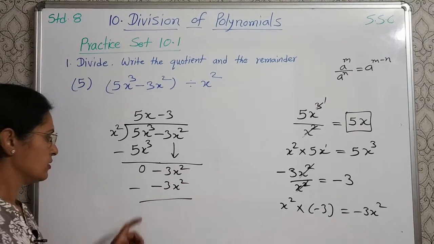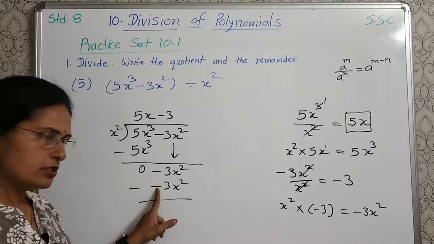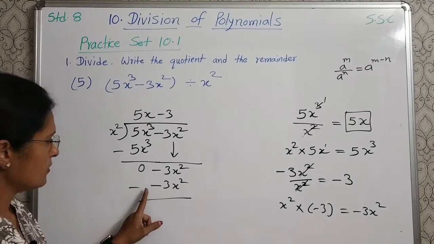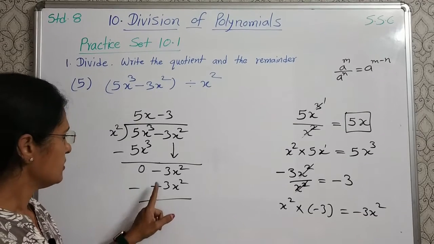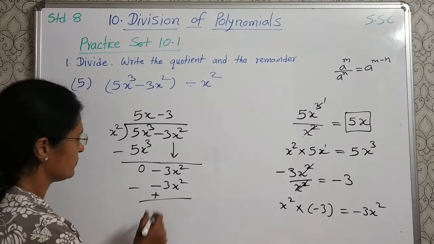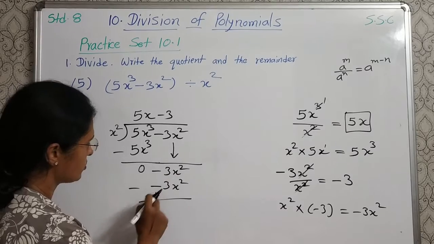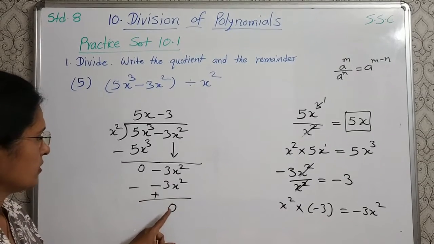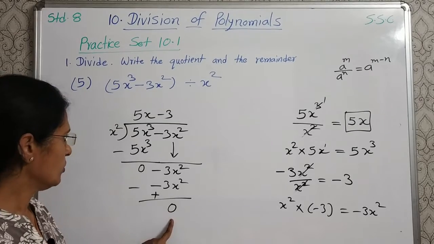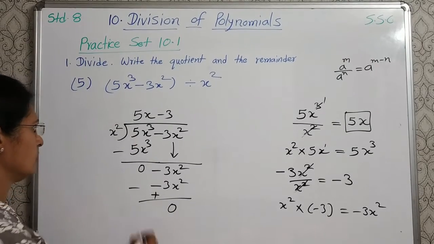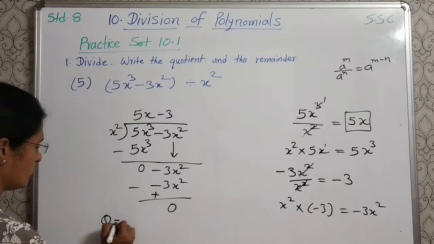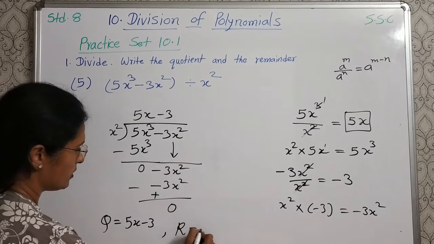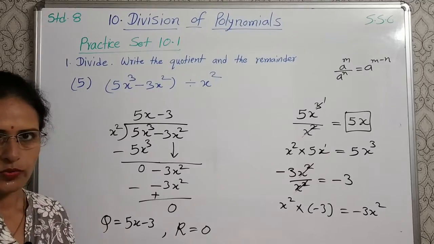and subtract it. Now while subtracting we change the sign of this, because subtracting minus 3x square means adding the opposite of this, that is plus 3x square. Now addition of minus 3x square and plus 3x square is 0. Now here the remainder is 0, so the division ends here. Now what is the quotient? The quotient is 5x minus 3 and the remainder is 0.